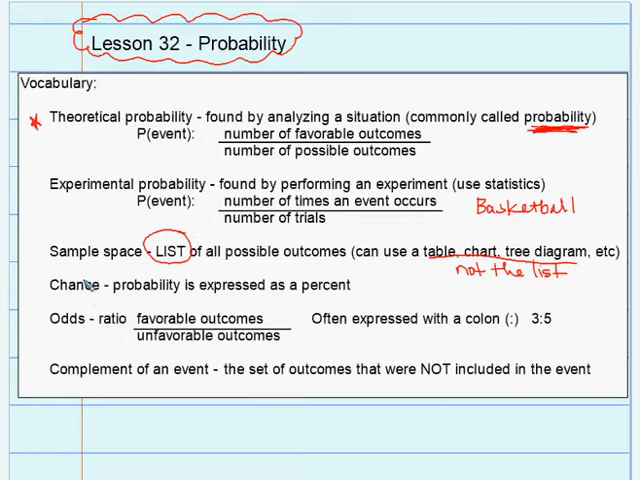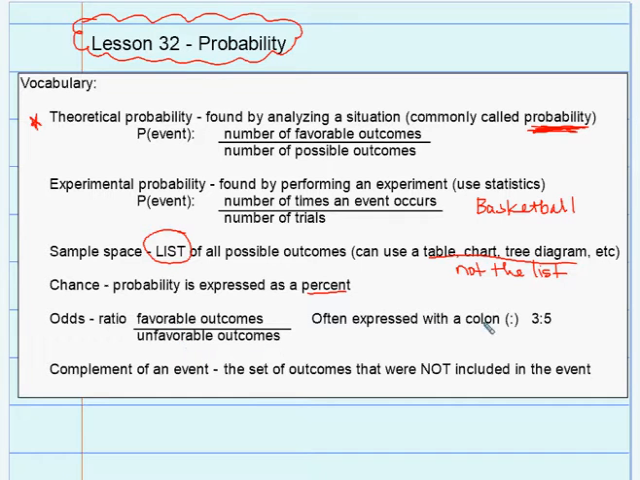The chance of an event occurring is probability that you express as a percent. You would hear that as, oh, it's a 70% chance of rain today. Okay, that's probability.